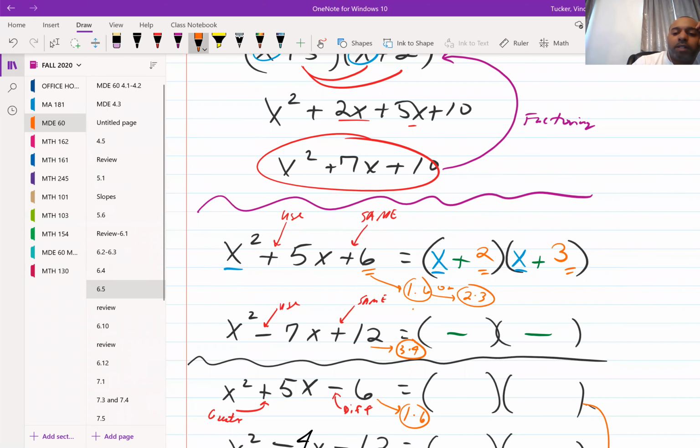So the same thought process in this second one right here, x squared minus 7x plus 12, x and x will be the first in each, because that's how you get x squared. Then you want the two numbers that will multiply together to give you 12, but add together to give you 7, because both of your signs are the same. And that will be 3 and 4. All right. So before we go to the next one, questions on anything that was said here?